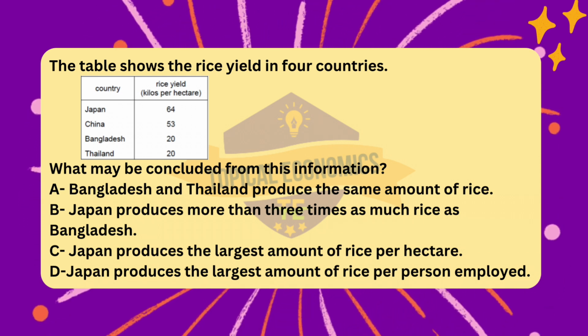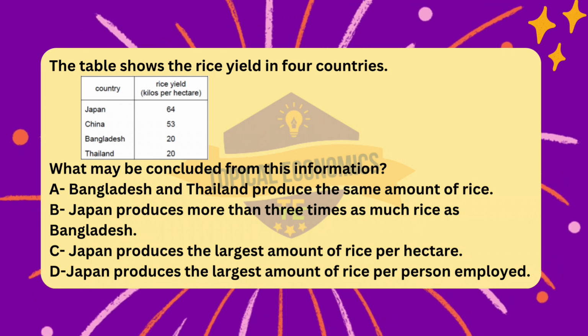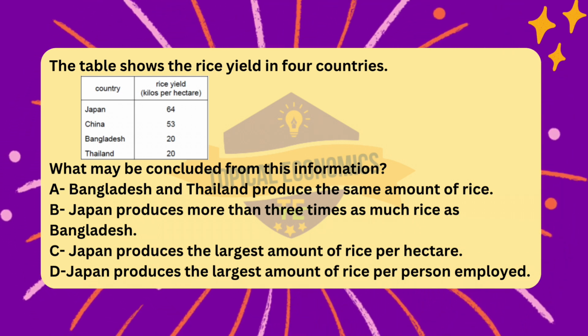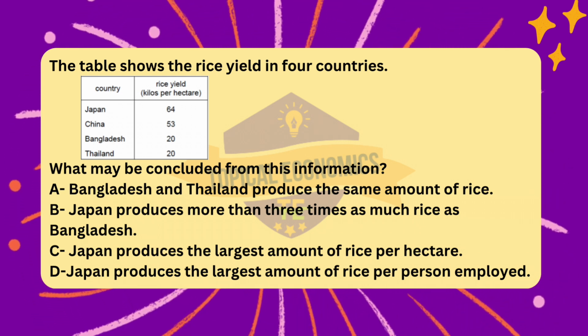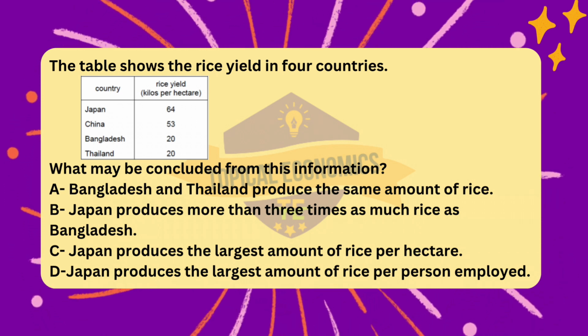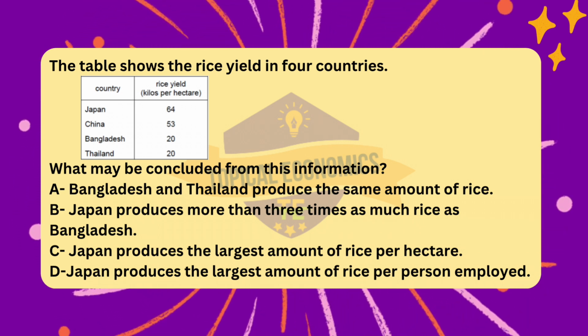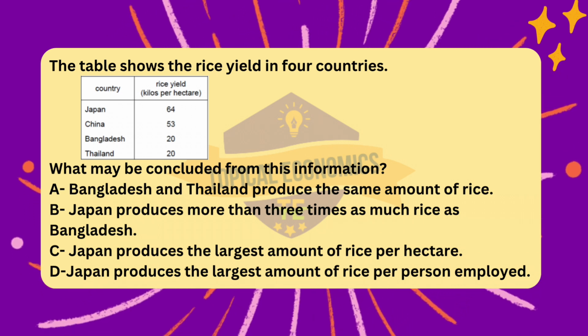The correct answer for this question is option C. Japan produces the largest amount of rice per hectare. According to the table, Japan has a rice yield of 64 kilos per hectare, which is the highest yield among the 4 countries listed. This means Japan produces the largest amount of rice per hectare of land compared to the other countries. Analyzing the other options.